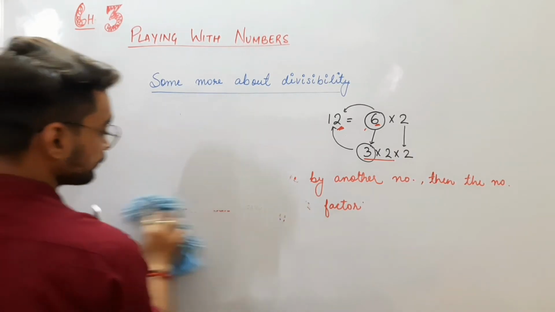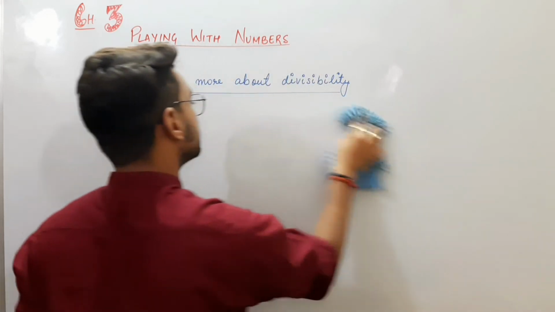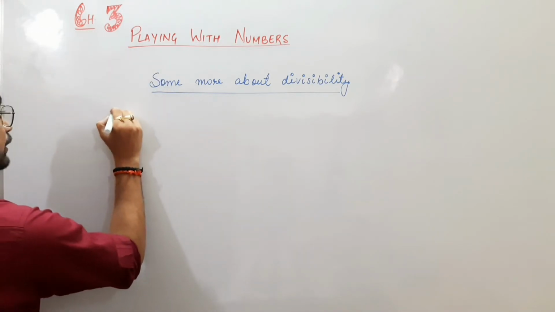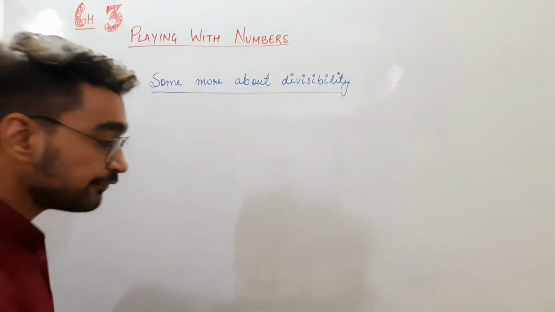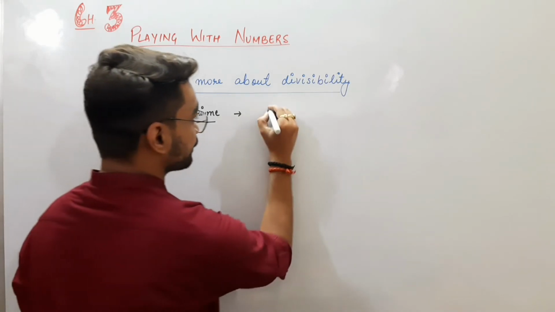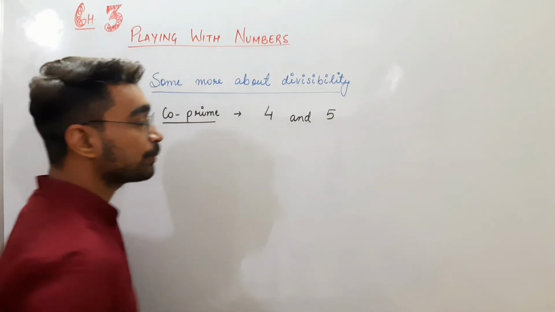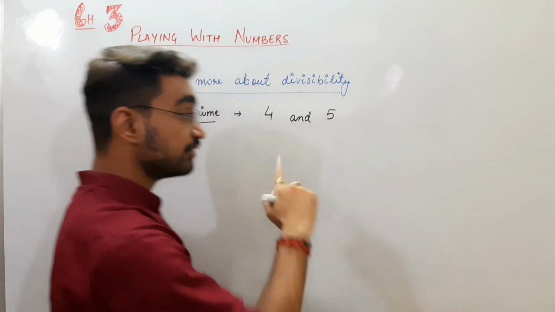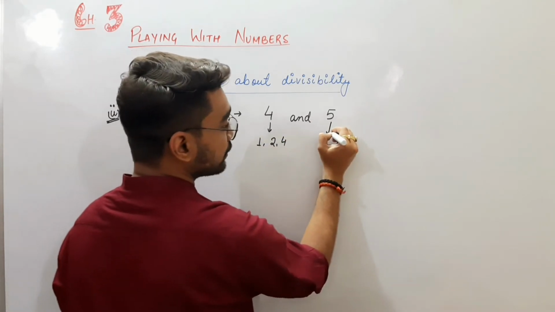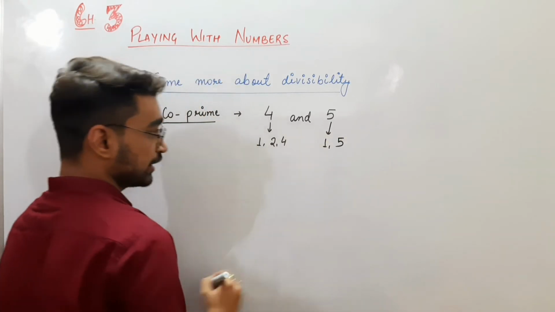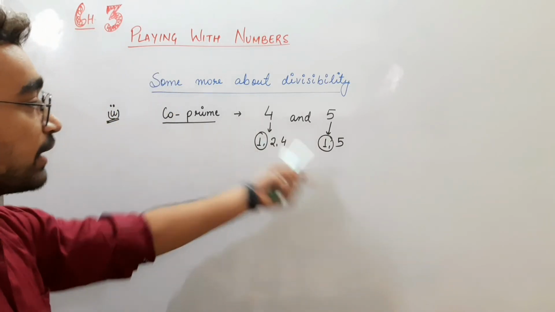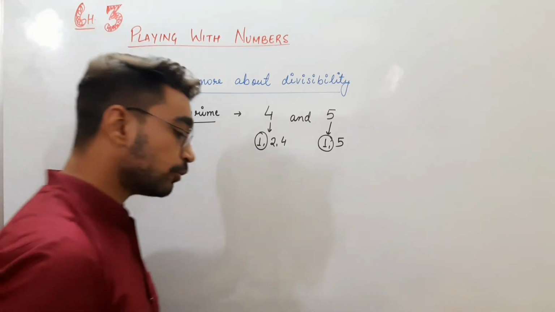Take the second one. Second rule. These are some general rules which you can just remember. Rule number 2 says that if you have two co-prime numbers, like 4 and 5. I hope you know what co-prime numbers are. Co-prime numbers are those numbers which have only 1 as a common factor. See, the factors of 4 are 1, 2 and 4. And the factors of 5 are 1 and 5. So what is the common factor here? 1. These are the co-prime numbers because 4 and 5 are co-prime numbers.